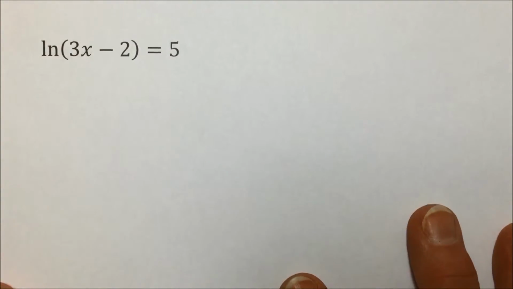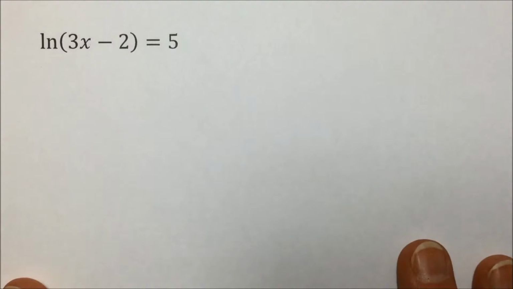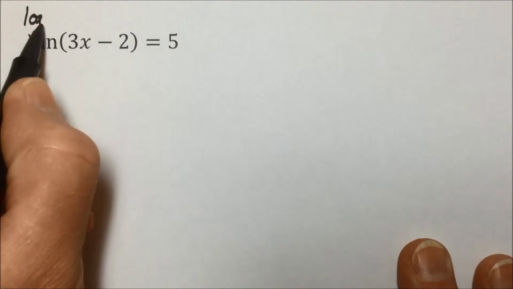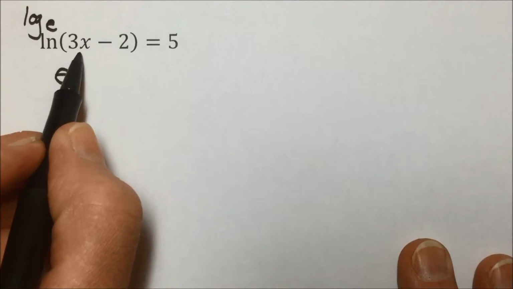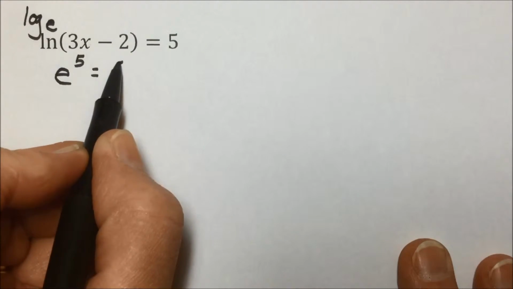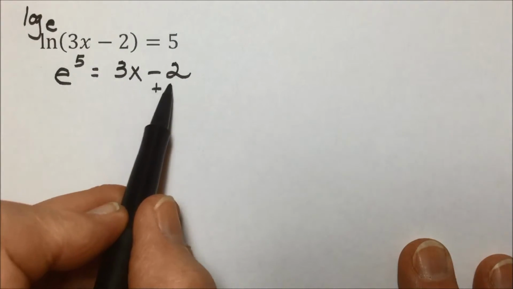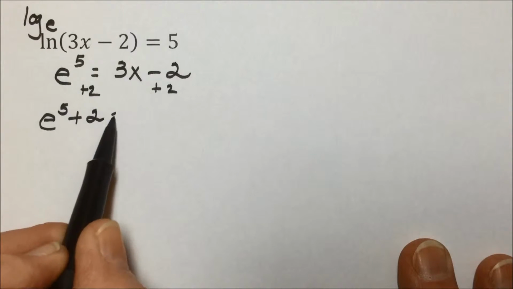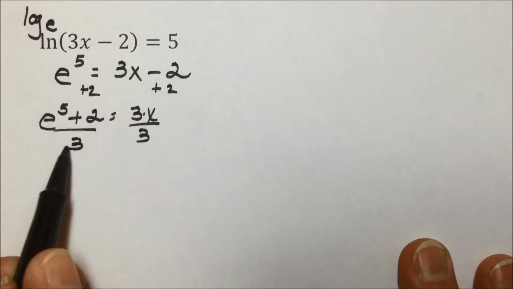In this next example, it worked so well in the last one, let's translate this logarithmic equation into an equivalent exponential form. And remember, ln is shorthand for log base e. So transforming this, we would have the base e to the fifth power is equal to 3x minus 2. Solving for x, we'll add a 2 to both sides. So we have e to the fifth plus 2 is equal to 3x. And to undo multiplication, divide both sides by 3.